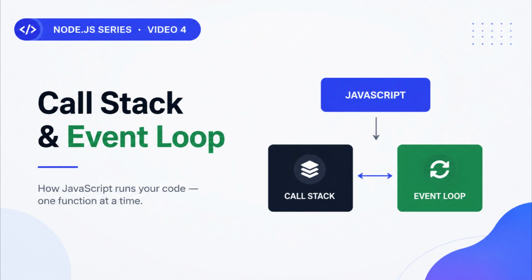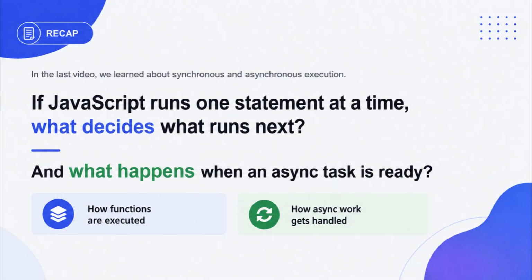In our previous video, we learned about synchronous and asynchronous execution. And at the end of that video, we were left with a few important questions. If JavaScript executes our code one statement at a time, how is it able to handle asynchronous operations? How does JavaScript know what it needs to execute right now? And what happens when an asynchronous operation becomes ready? To answer that, we need to understand two very important concepts, the call stack and the event loop. Let's start with the call stack.